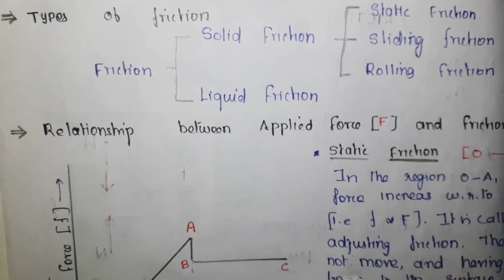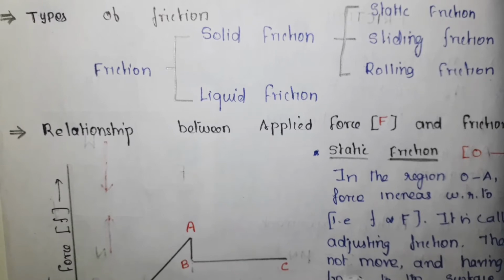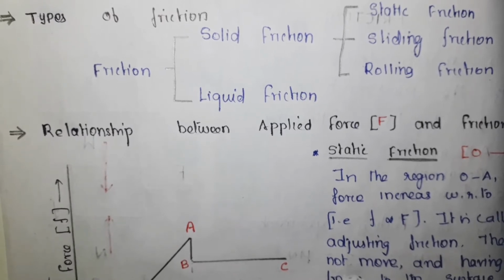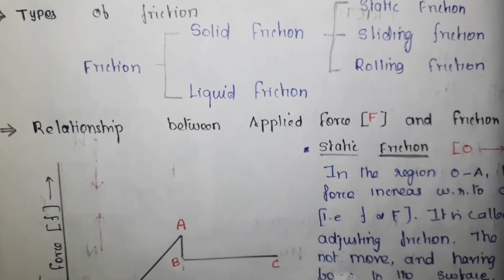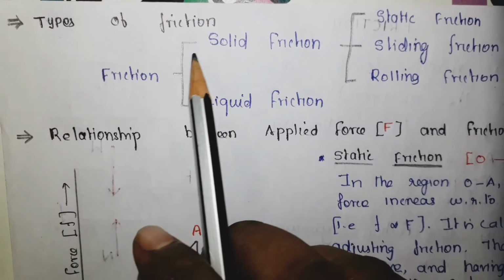First one is the types of friction. Second one is the relationship between applied force and the friction force. And third one is the laws of friction. So these are the three topics we are going to discuss. Now let us go to the first one. It is types of friction.